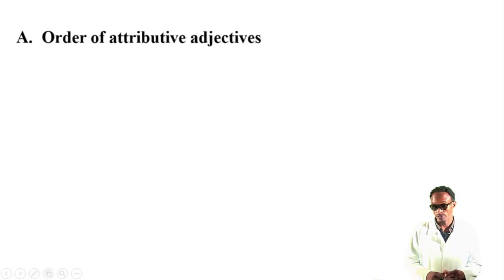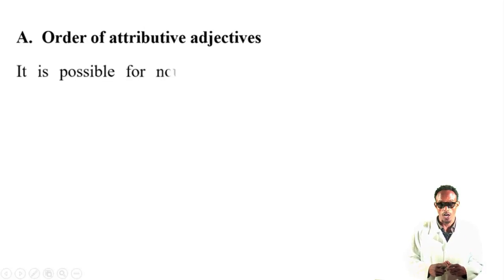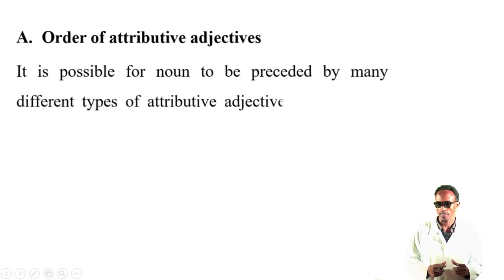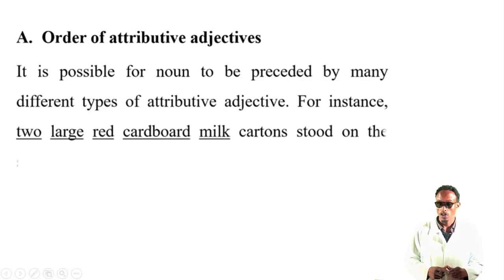Next is the order of attributive adjectives. Everything has an order, or it should have an order. So attributive adjectives have their own order. Now let us take a look. It is possible for a noun to be preceded by many different types of attributive adjectives. For instance, "Two large red cardboard milk cartons stood on the steps."